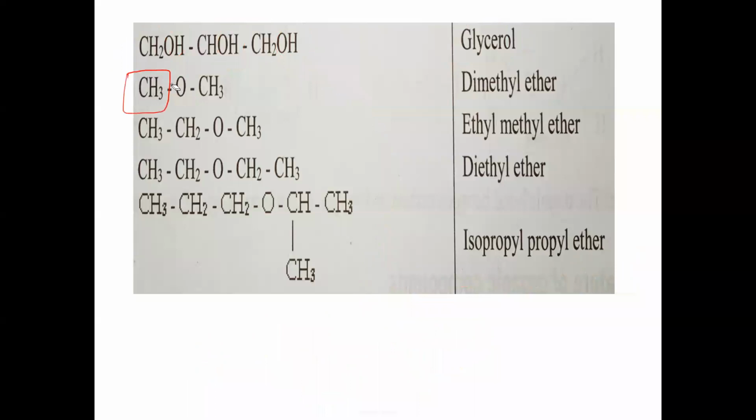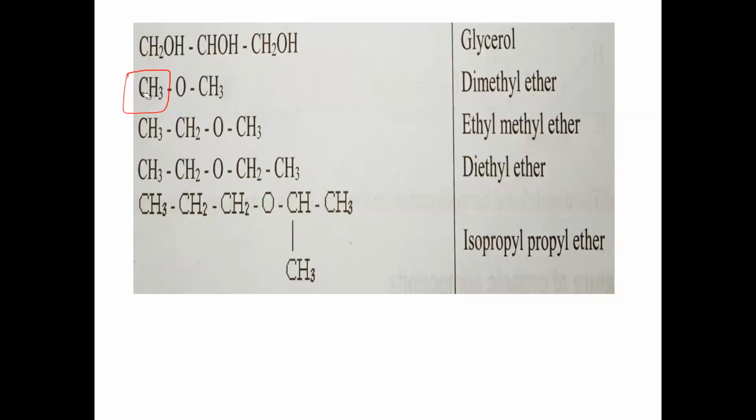These 2 carbon atoms are not directly attached to each other. So only 1 carbon should be in the parent chain. In the parent chain, only 1 carbon should be present. So 1 carbon in the parent chain means methane. Methane we have to say.